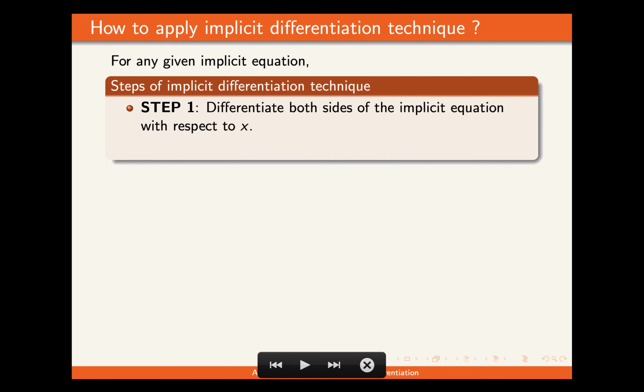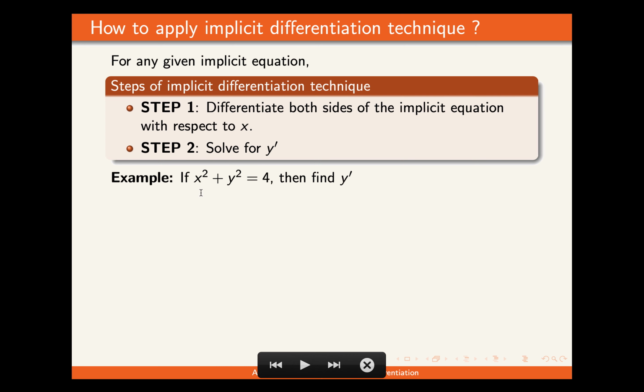The first step is to, for any given implicit equation, try to differentiate both sides of that equation with respect to x. And when you do that, the second step is just solve for y prime. So after following these two steps, you will be able to find the derivative of y with respect to x by using the implicit differentiation. So let's see an example.